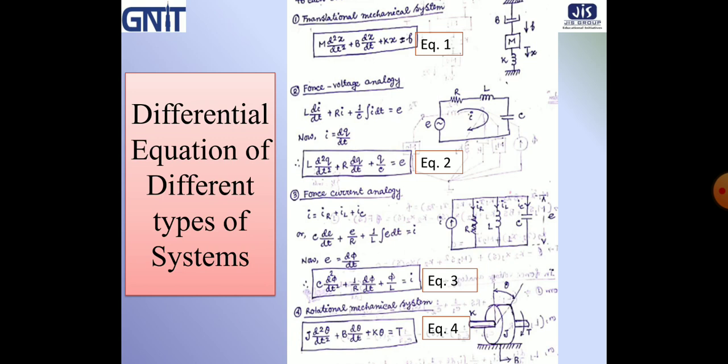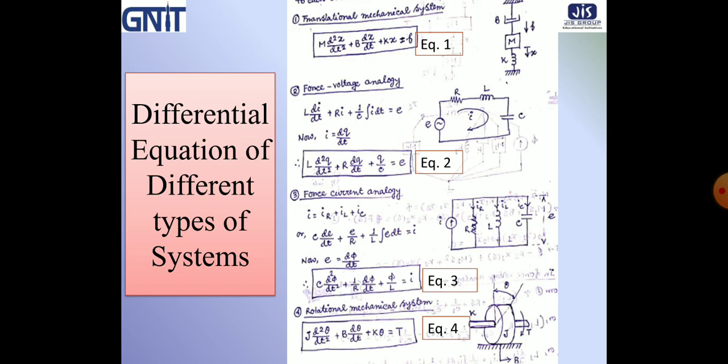Next, moving to our next point, that is force voltage analogy. Why is it called force voltage analogy? Before understanding this, let us take an RLC series circuit with an excitation voltage small e. Here small e is the voltage, R is the resistance, L is the inductance, and C is the capacitance.